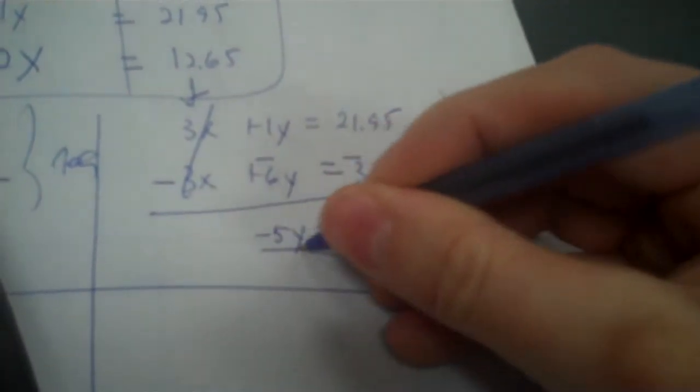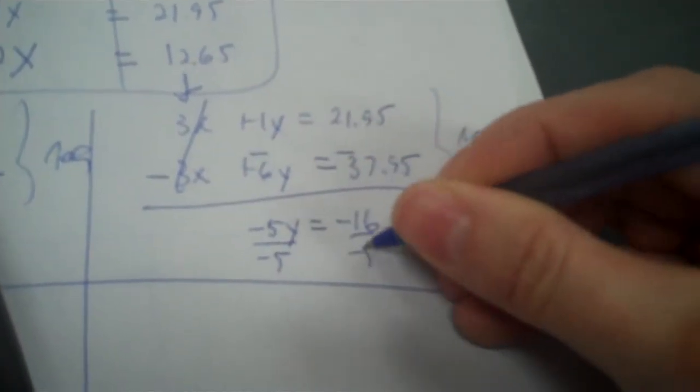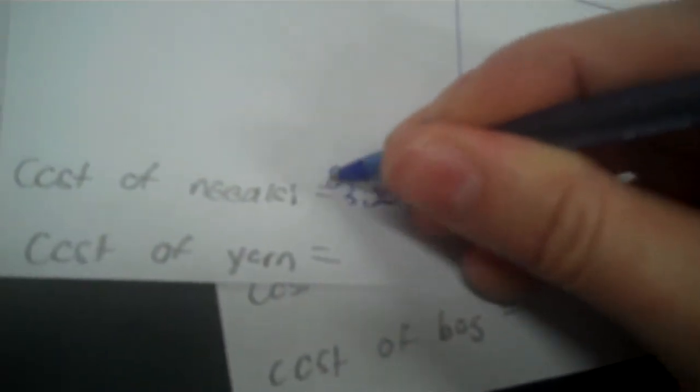So now I divide both sides by negative 5. Got 3.2, which is okay, because the cost would be 3.20. Okay, so the cost of the needles is 3.20. Okay, now the yarn, use this one here.